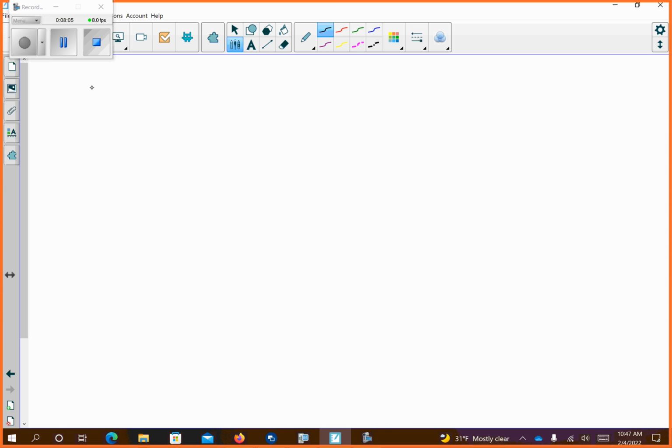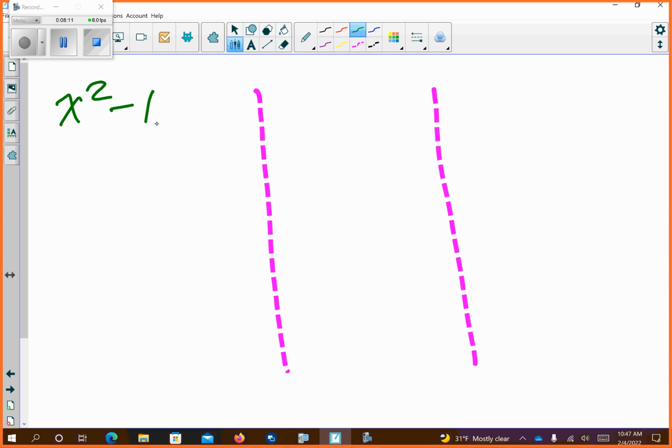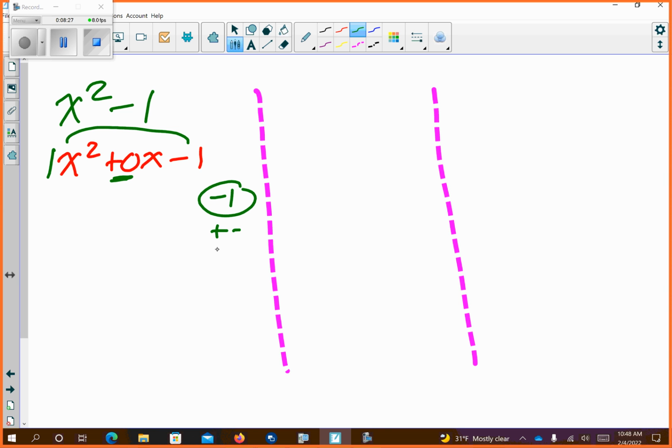So the next one is going to look similar to what we did, but it's not going to have the 0x in there. Okay, so it's going to look like this. It's okay that you recognize that this kind of problem could be written like this. This is the exact same thing. So we multiply those together, you get negative 1. In order to do this right, they have to add up to 0. So you're going to get a plus 1 and a minus 1. Make sure you have x's with those.